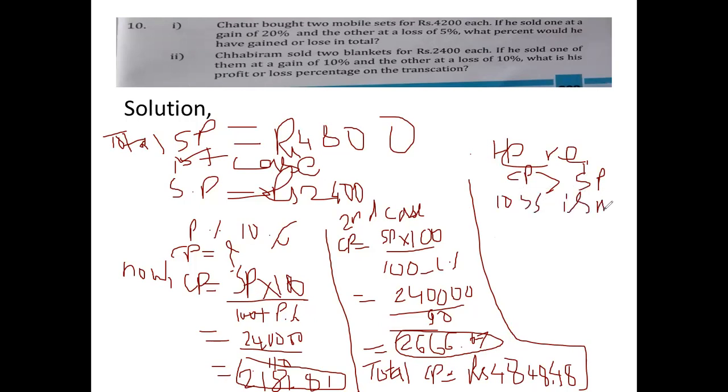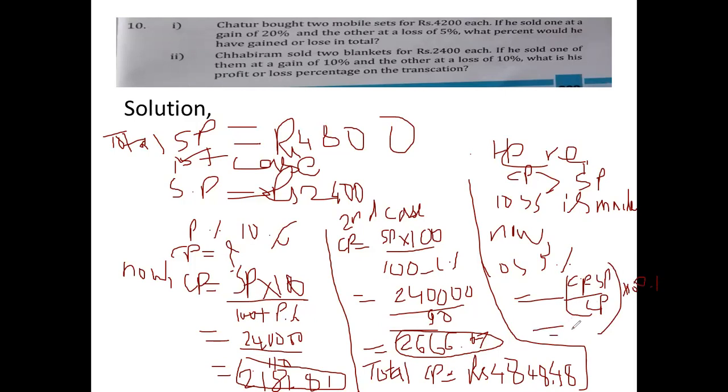Loss is made. Then find the loss percent. Now you can find out, loss percent equals what will be there? Loss percent equals CP minus SP by CP into 100%. If you calculate this one, you'll get 4848.48 minus 4800, divided by the CP, into 100%.